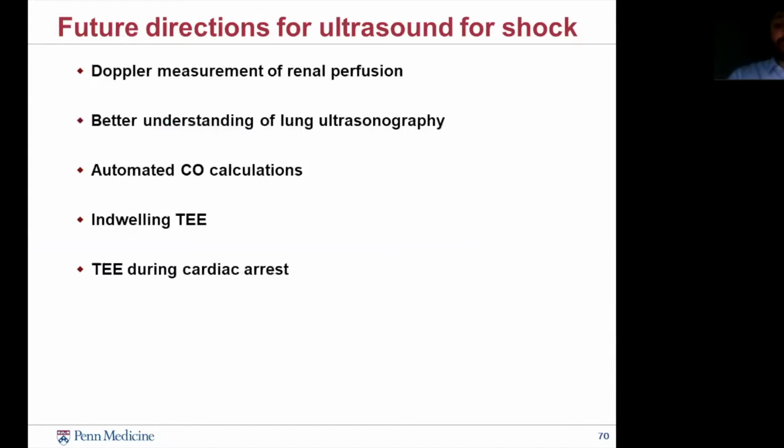Several intensive care units in my hospital are using an indwelling transesophageal echocardiogram device where you actually get to leave the device in the patient for 48 hours and get continuous measurements of cardiac output, continuous evaluations of the heart.